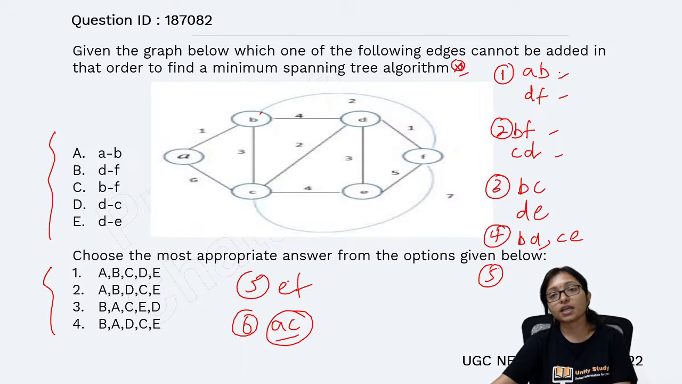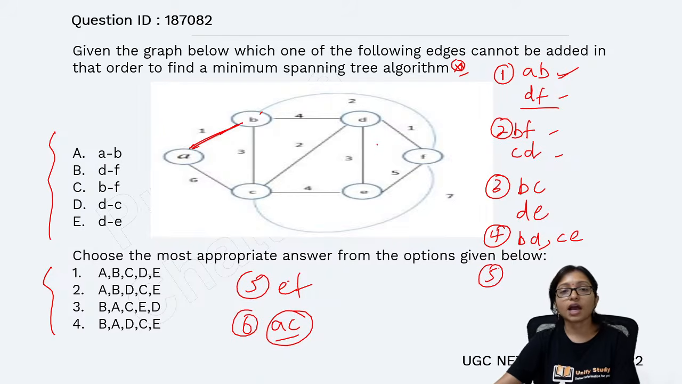Here if I am starting with AB, this is your AB. After that DF I have to take. I will take the DF here. After that I can go for BF. So BF is this one. After that I can go to CD. Which one is CD? I can go to this CD.